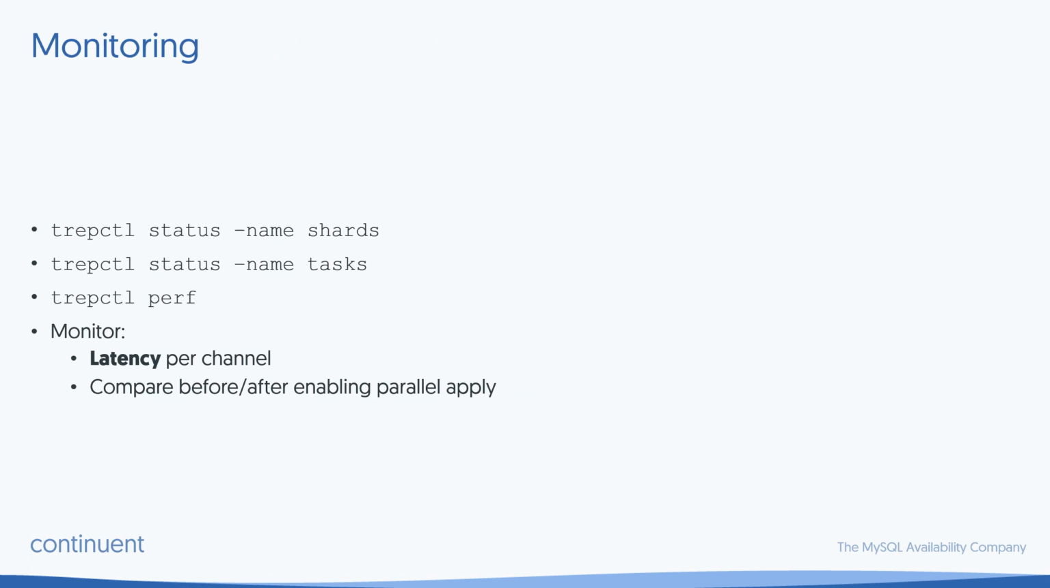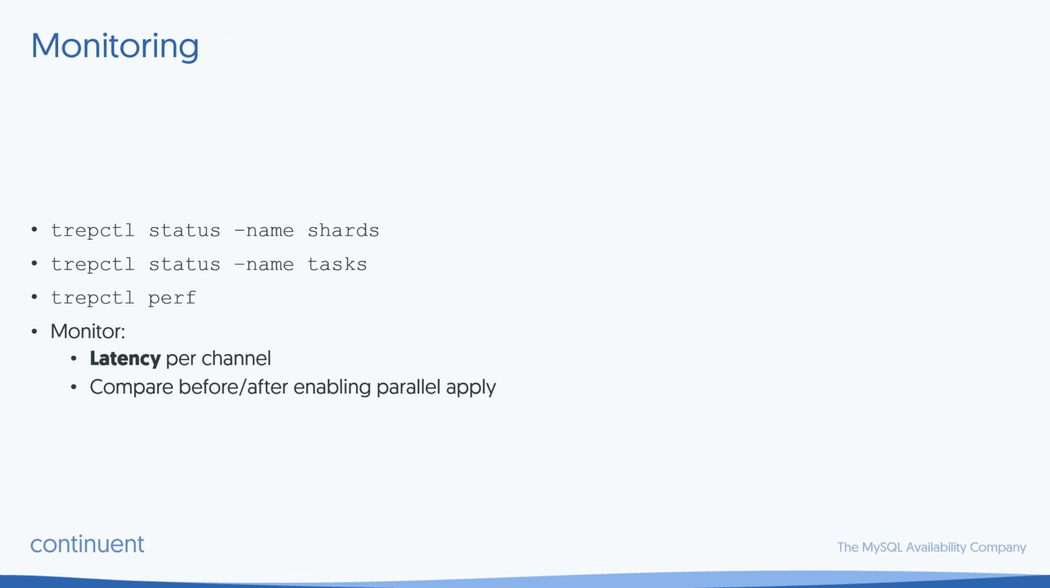The shards option will give you an expanded output showing the number of transactions for each shard or channel. And the -name tasks output shows a lot more expanded detail, and it will give you sequence number, progression, latency, etc. per channel. The trepctl perf output, if you have parallel apply enabled, will give you a more tabular version. It takes the values from name tasks, name shards, and puts that output into a tabular format for you, so it'll be easier to digest and read.